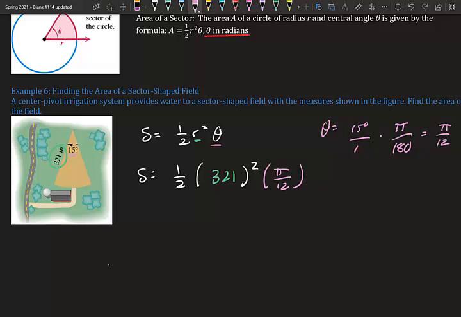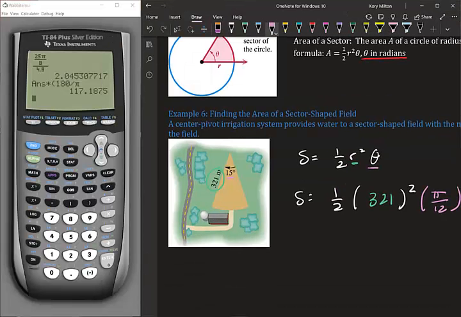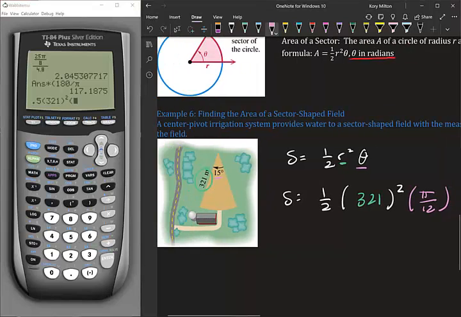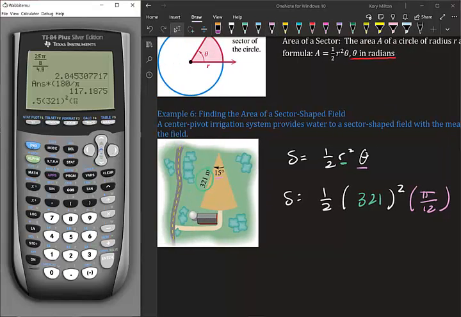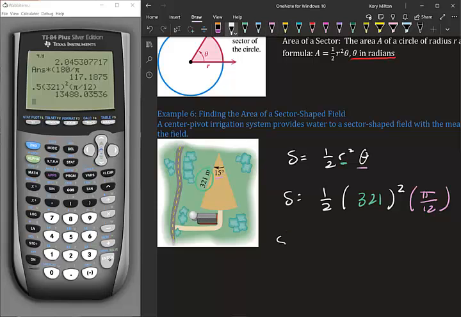And all we do is just plug this into our handy dandy calculator. So we have 1/2, you can just put 0.5, that's 1/2, times 321 squared times pi over 12. And we get approximately, sorry, not S, I keep putting S, it's area. We're talking about area. Area is approximately 13488.03536 meters. We're talking about meters here.